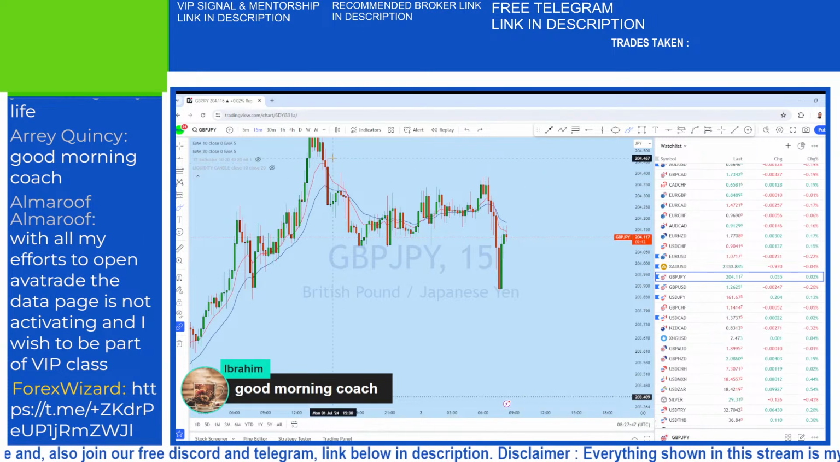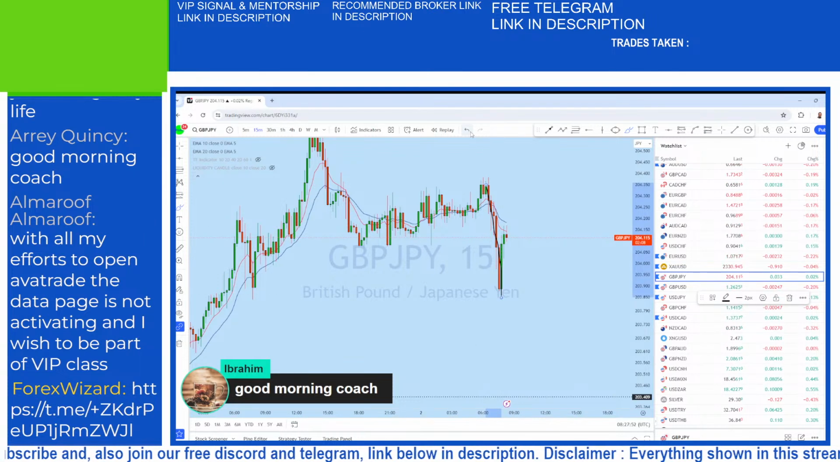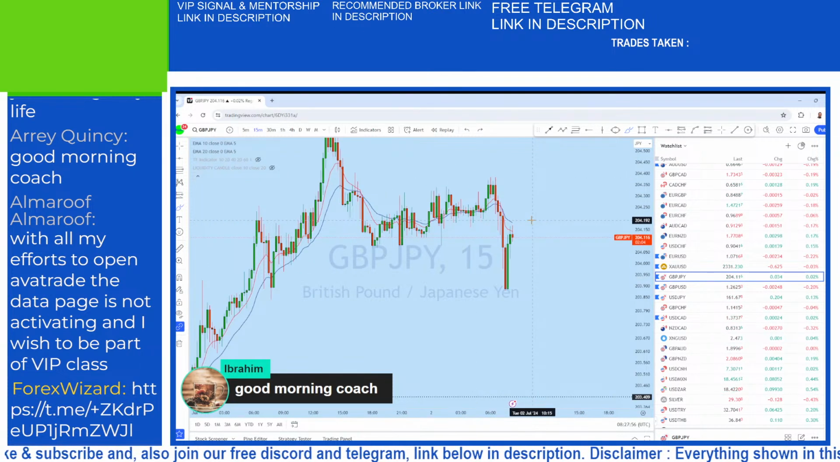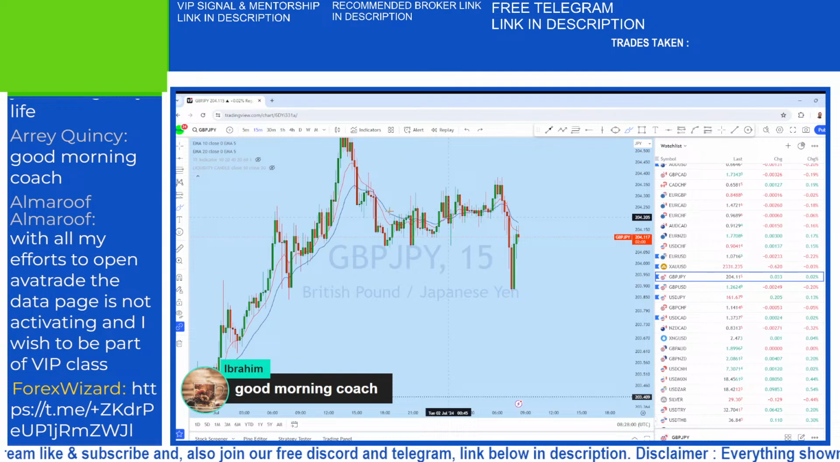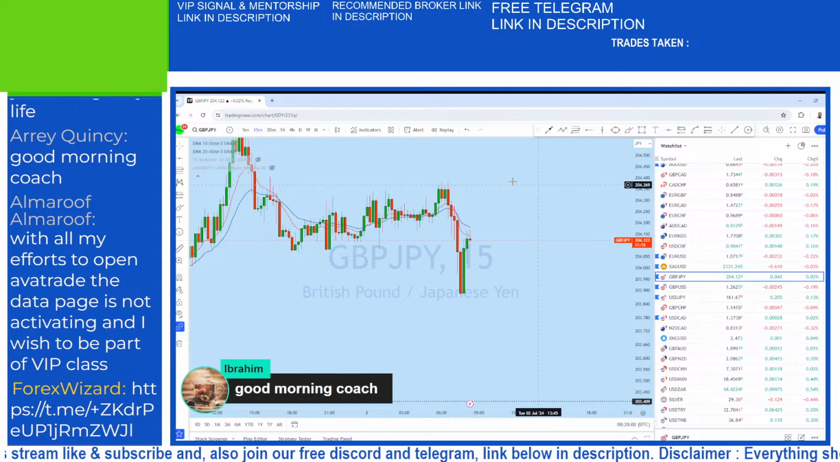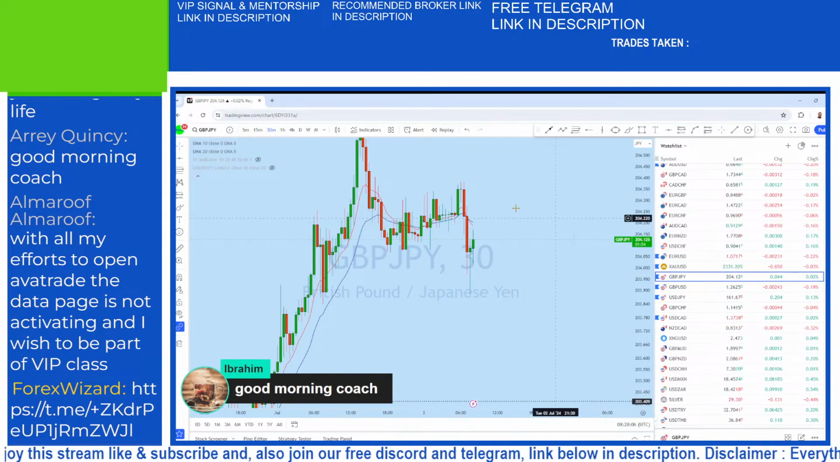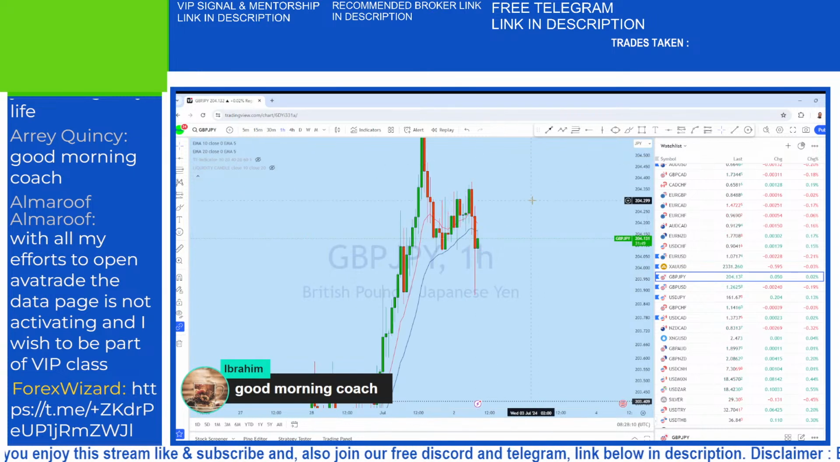So we see that this is a pretty messy situation on GJ, and we will be waiting for the price to give us a suitable entry. Based on how the price might be doing, we'll be looking for entry, looking here on the 15 minutes and the lower time frames.